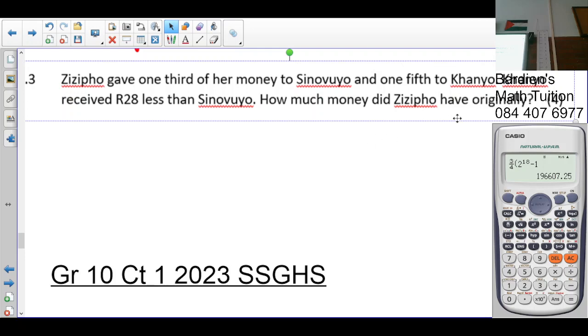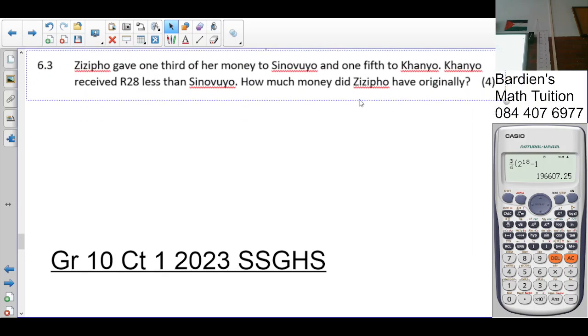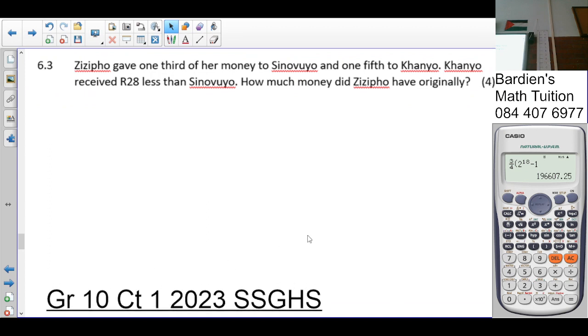So this one here got many of you in one way or another. Sisepo gave 1/3 of her money to Sinevuyo and 1/5 to Kanyo. Kanyo received 28 rand less than Sinevuyo. How much did Sisepo have originally?